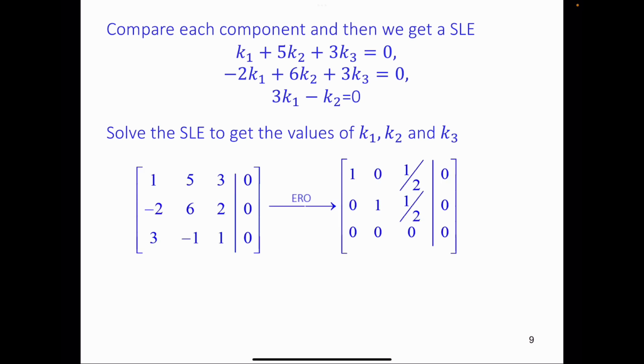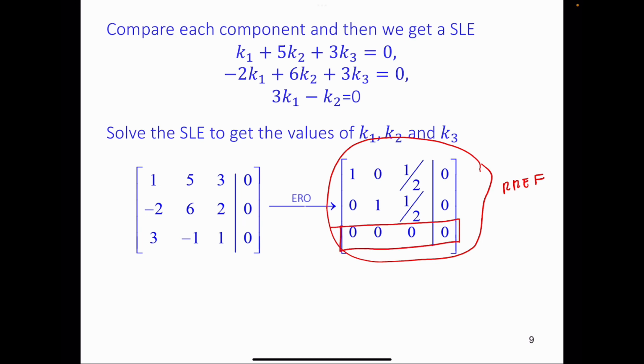Okay, by using the coefficient matrix, the augmented matrix, we perform the elementary row operations on the augmented matrix. We have this RREF form, and from this form, since we have one row that consists entirely of 0 entries, that means this system has infinitely many solutions.